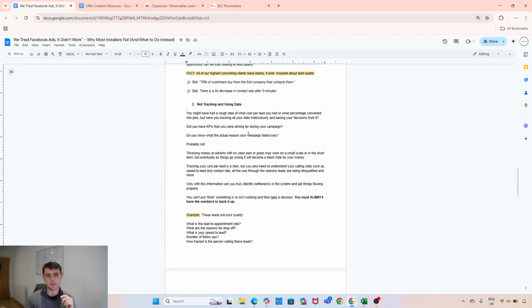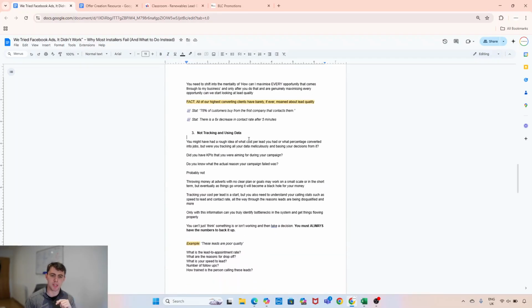So reason number 3 why your last campaign might have failed is by not using data. So you could have had a rough idea of what your cost per lead is or what percentage converted into jobs, but if you're not tracking all of your data meticulously and basing decisions on that, then you're likely going to struggle. So some questions to ask last time is, were you basing your decisions off the data? Did you have key performance indicators that you're aiming for during your campaign? Do you know the actual reason your campaign failed? A lot of the time, you probably don't know that.